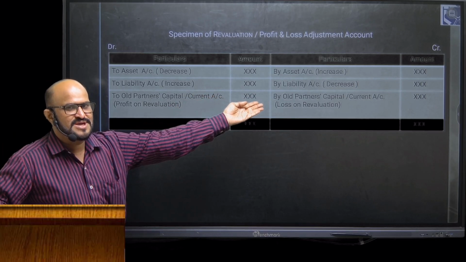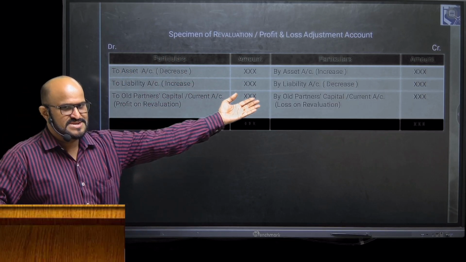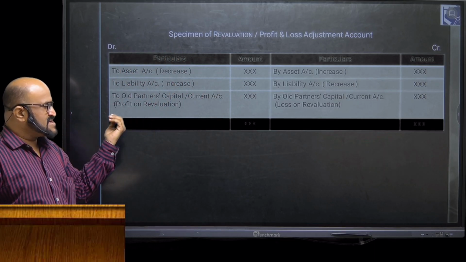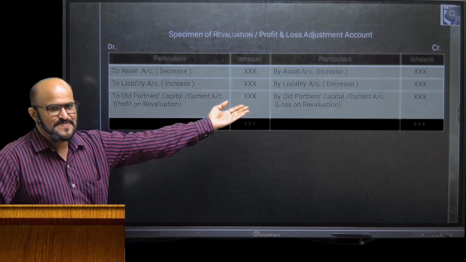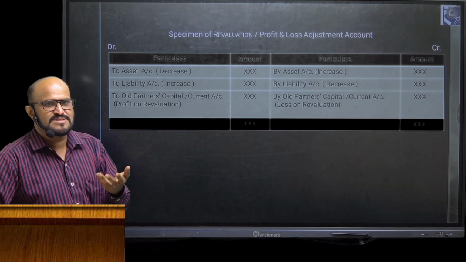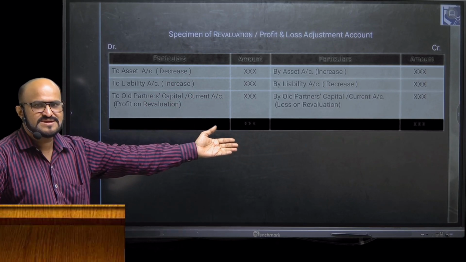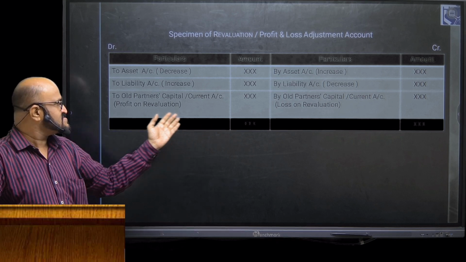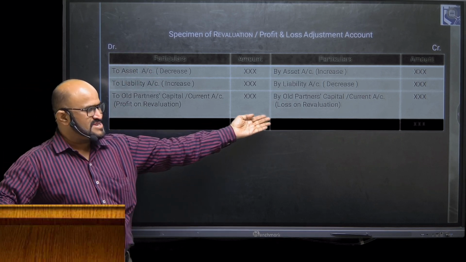So what we are doing? Decrease in asset on debit, increase in asset on credit, increase in liability on debit, and decrease in liability on the credit side. Now definitely there will be a profit or loss, and we know that whenever the credit side of any account is bigger, greater, it is called a profit. And when the debit side is bigger, it is called a loss.